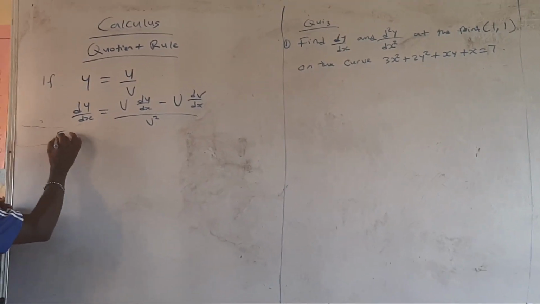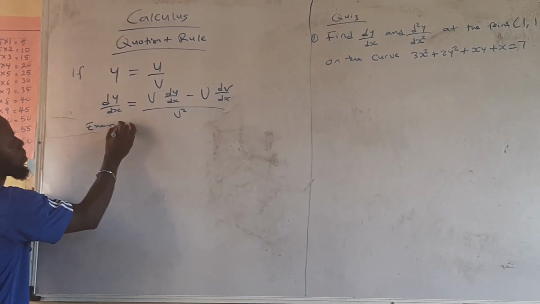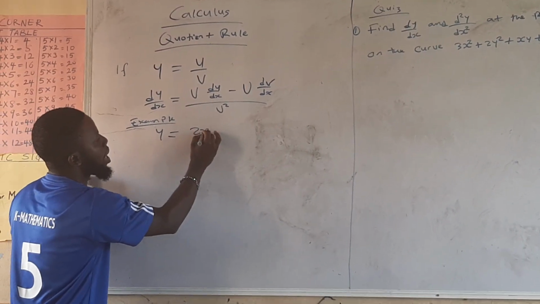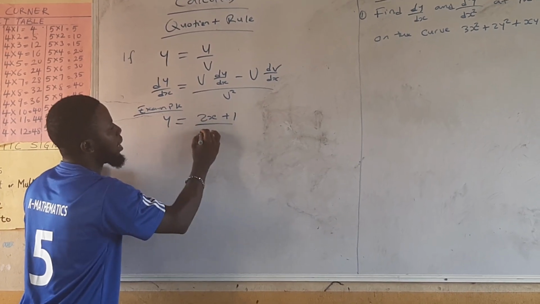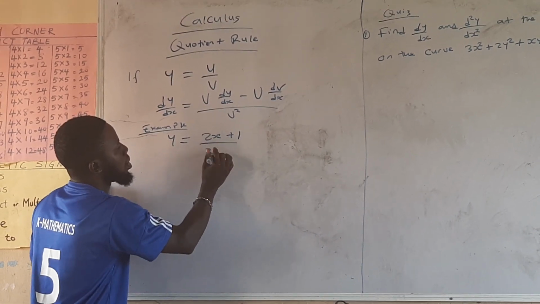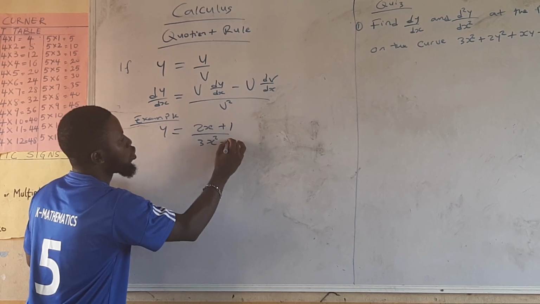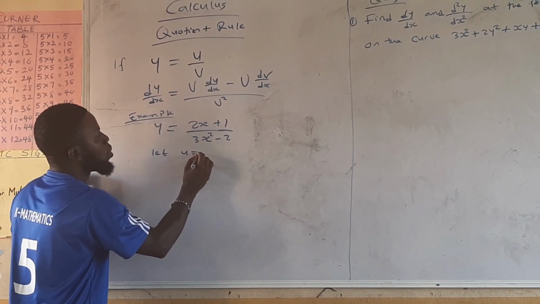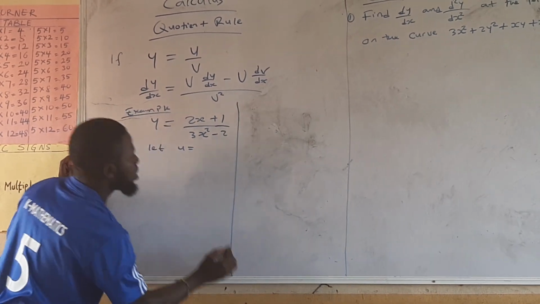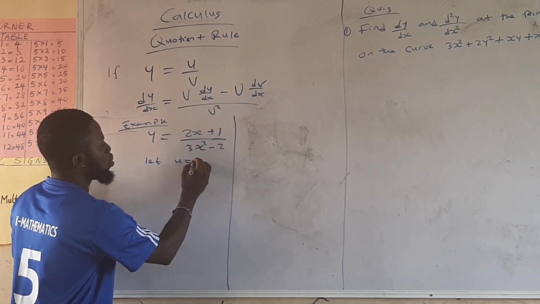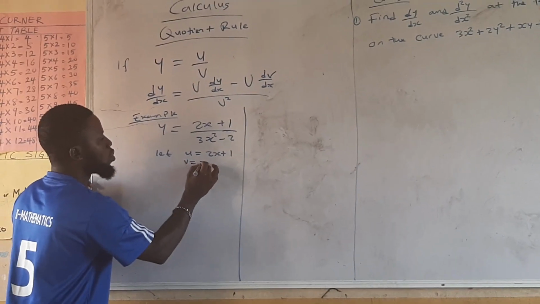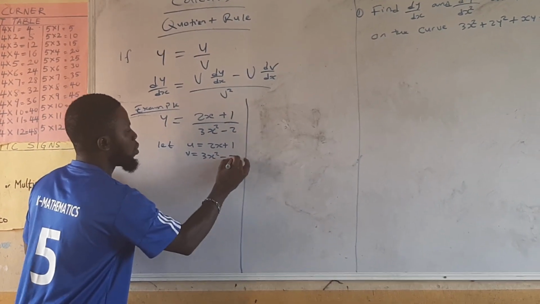Let's say an example. Example: y is equal to 2x plus 1 all over 3x squared minus 2. So we say let u be equal to 2x plus 1 and v be equal to 3x squared minus 2.